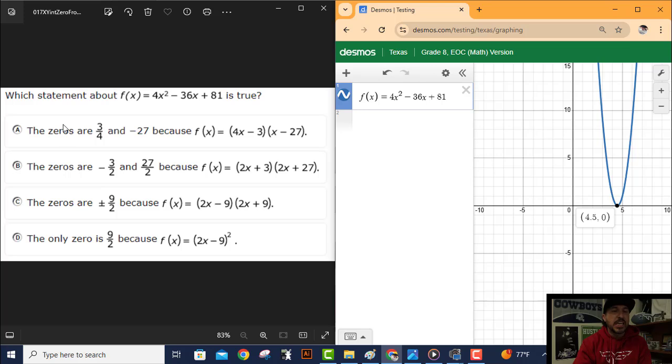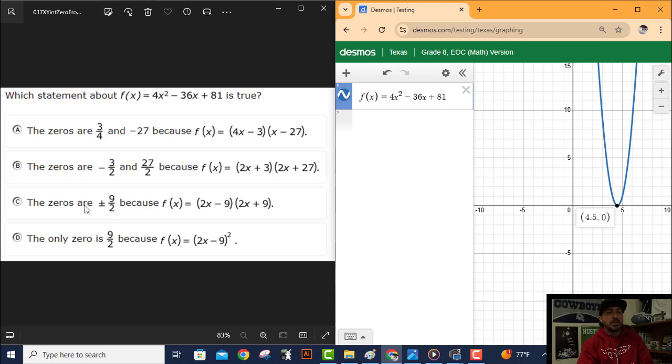This guy says the zeros. What does zeros mean? Zeros means this flat line. So how many times is the u hitting that flat line? It's only hitting it once, and it's happening right there. So could it be choice A? This guy says, hey, there are zeros. One's happening at this fraction, the other's happening at that number. Is that true? No way. I see it only happening once. It can't be this. Choice B says -3/2 and 27/2. Could it be? No, there's not two choices. There's only one, and it's happening right here.